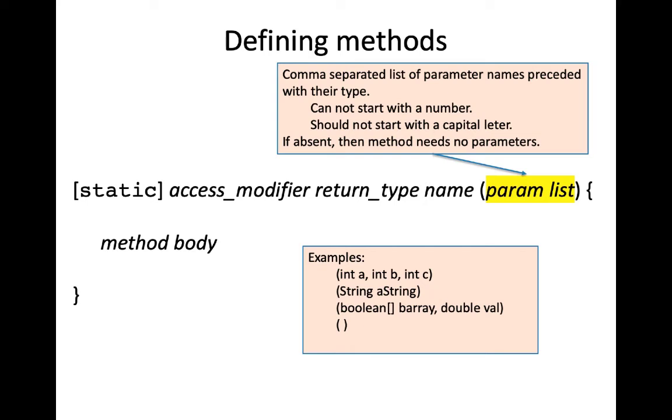Right. So examples of what these parameter lists look like are down here. Here is a parameter list that is 3 parameters, right? The first one is an integer A, then an integer B, then an integer C. So type specifier, space, parameter name, separated by commas inside parentheses as part of the declaration.